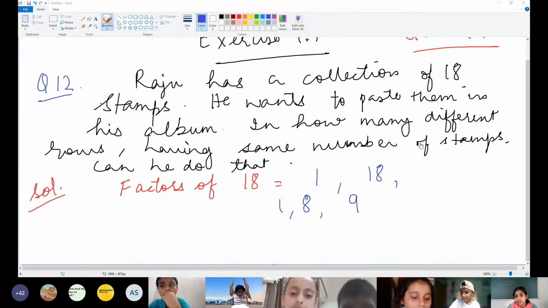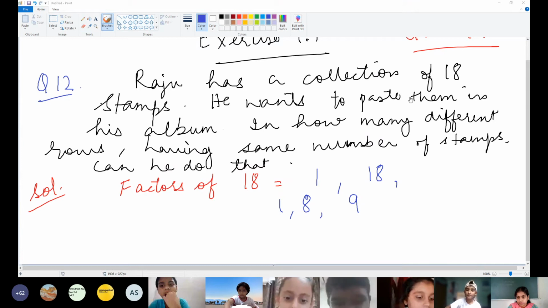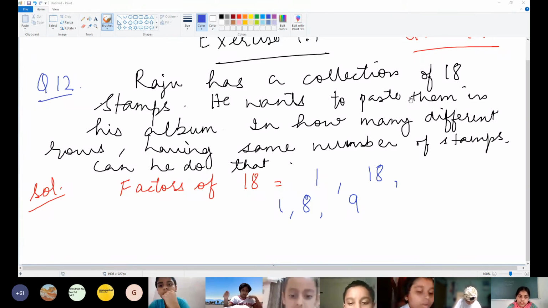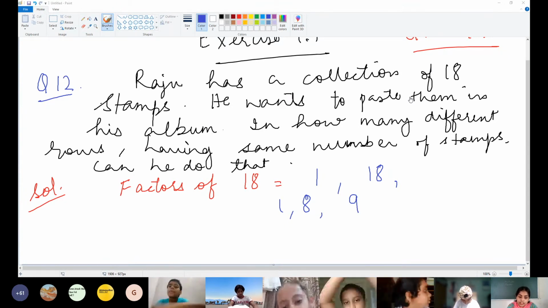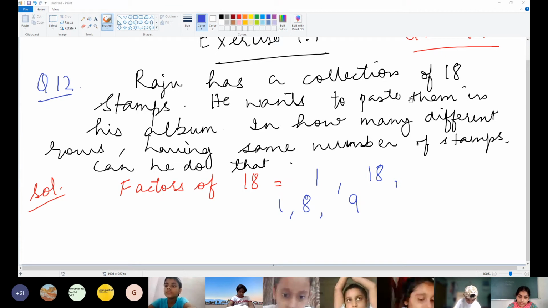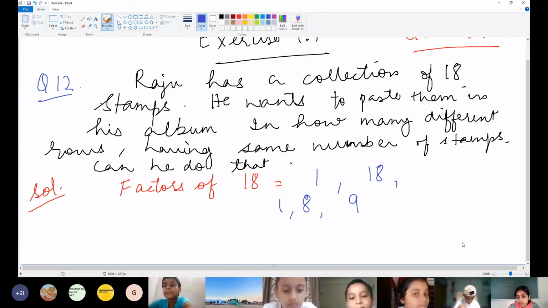Who is going to tell the meaning of factor? Okay, Vaibhav. Ma'am, factor is an exact divisor of a number. Yes, Ansh, listen carefully. A factor is an exact divisor of any number. When you divide any number by that number and there is no remainder left, then that number is a factor.